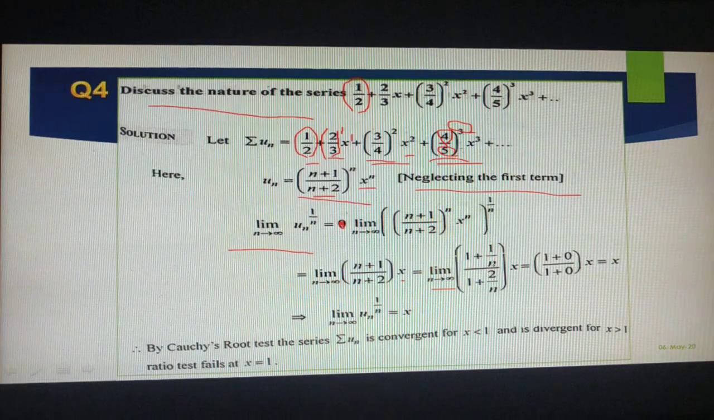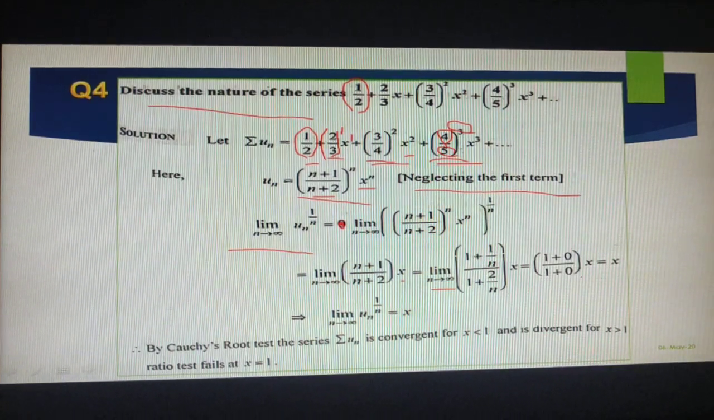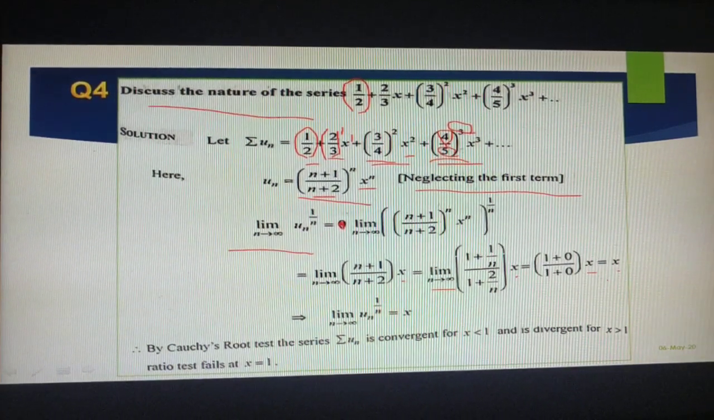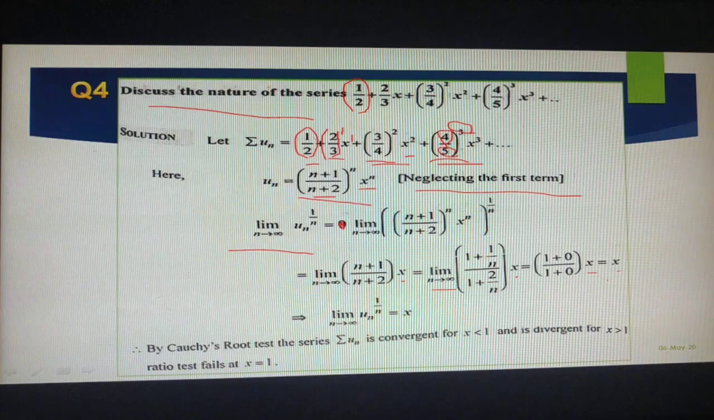1 plus 1 by infinity means this will be 0. So 1 plus 0 by 1 plus 0, that will be 1, of course into x. So we have x. x is a variable, right? Based on x, how can we decide? As usual, x is some limit. We don't know the value of x.